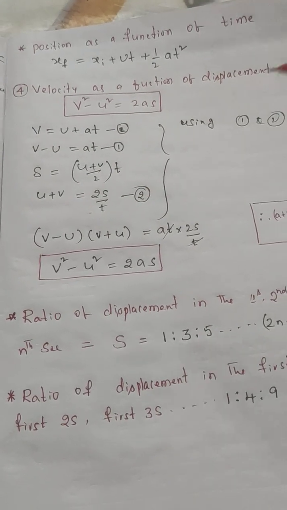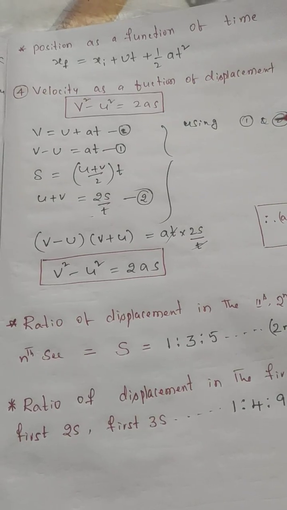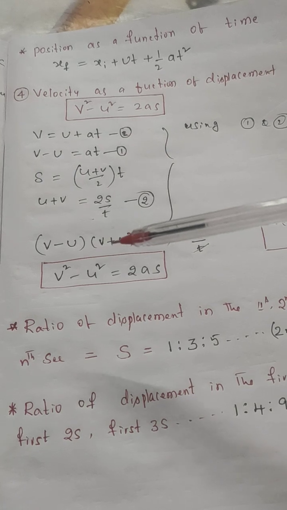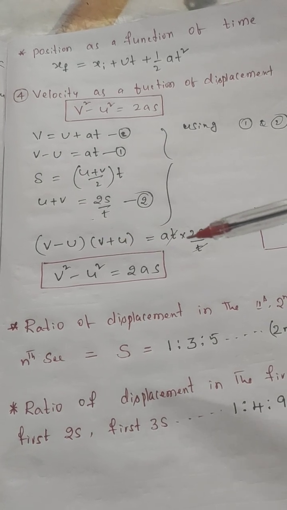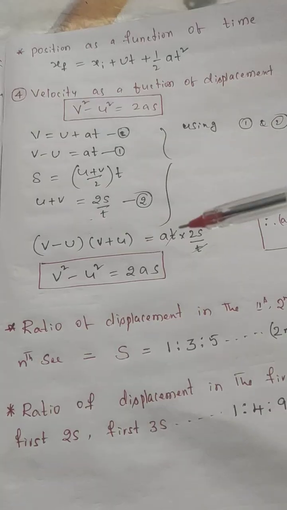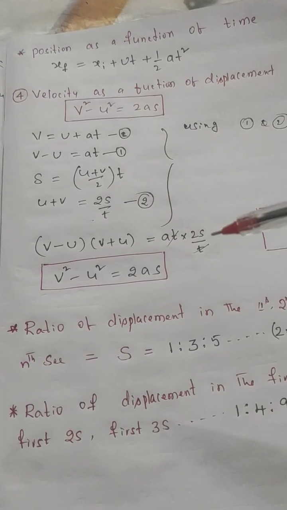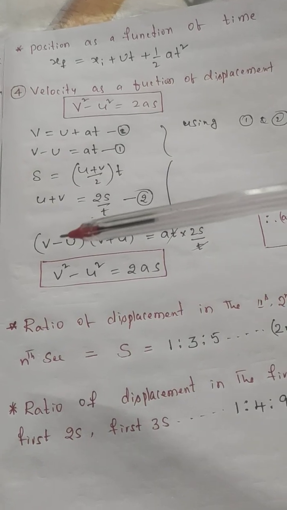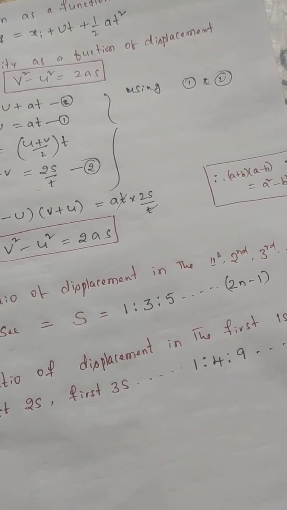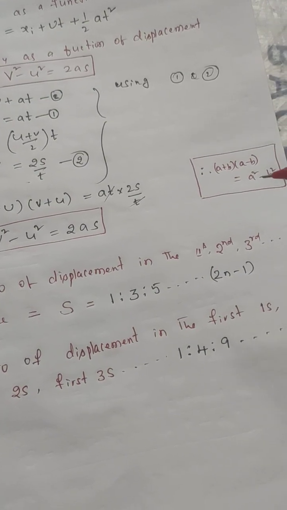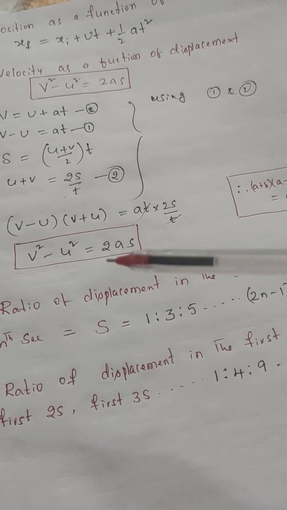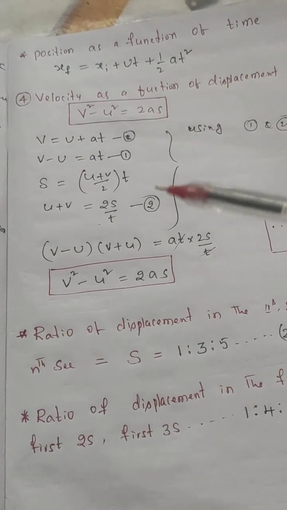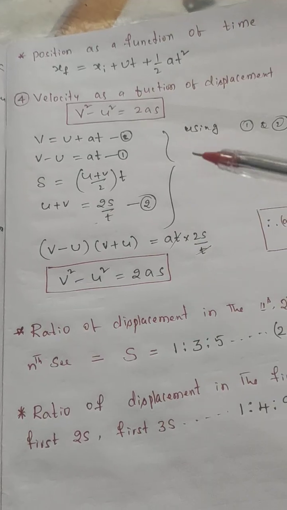Now, using the first and second equations, we multiply these two equations, left-hand side and right-hand side. v minus u times v plus u is equal to at times 2s by t; t gets cancelled, remaining 2as. This is in the form of (a plus b) into (a minus b). How do we write it? a square minus b square. So v square minus u square is equal to 2as. This is the fourth kinematic equation, the fourth equation of motion.